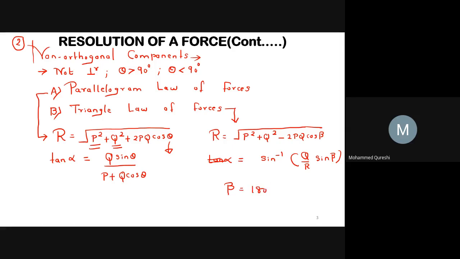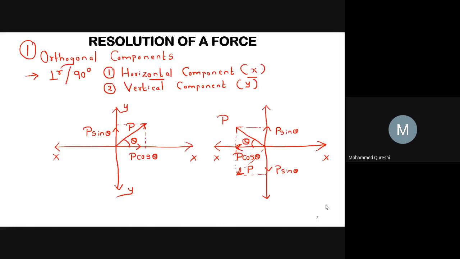Beta is nothing but 180 minus theta, or we may say that alpha here, alpha is the angle between P and R. So generally the given force can be split up in two or more components in a particular direction only without changing the effect on the body, and this method is known as resolution of a force.